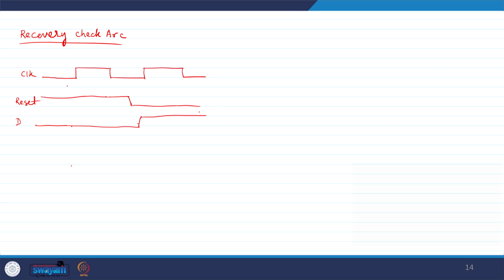Okay. So, what is the situation here? I have a clock signal, this is my clock, and I have a reset signal. So, it is active high, okay. It is changing here. Then we have a data input D which is changing here. Now, we have a Q which is the output of the flip flop.